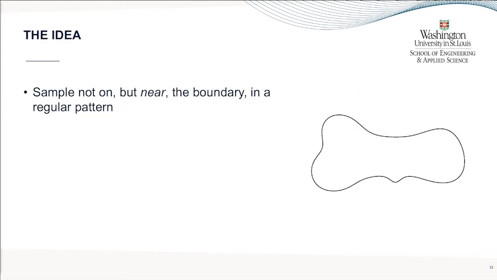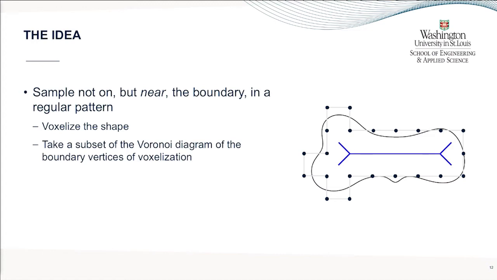All right, so what's different? The key difference between our method and existing sampling-based methods is that we don't take samples directly on the surface. We actually take samples that are slightly off the surface, but in a regular pattern. In particular, we voxelize the shape, just like the voxel-based approximation methods. And then we take the boundary vertices of the voxelization as our samples, and simply extract a subset of the Voronoi diagram of those samples.